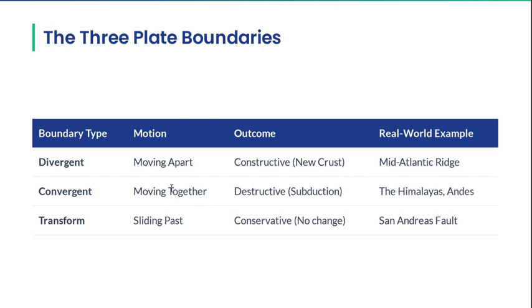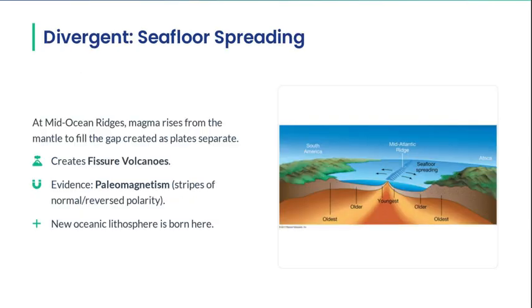And convergent means they're moving together, which is destructive subduction, and that's like the Himalayas and Andes Mountains. And a transform is like when they slide past each other, which is conservative, which is no change, and that's like the San Andreas fault. That's how earthquakes happen too.